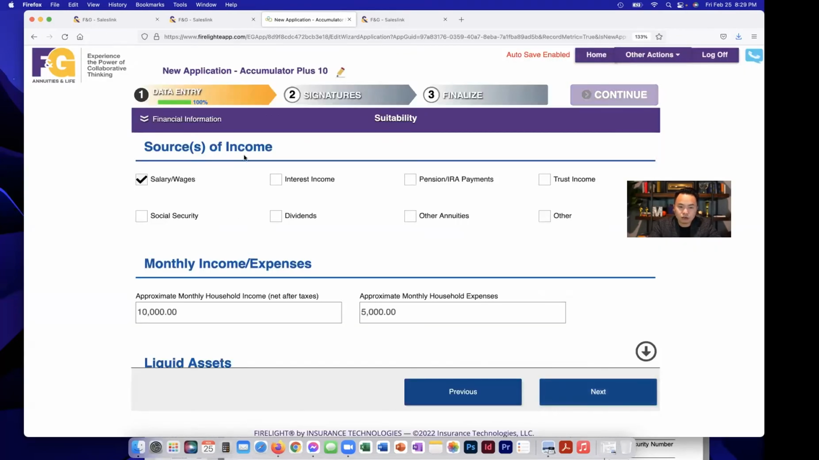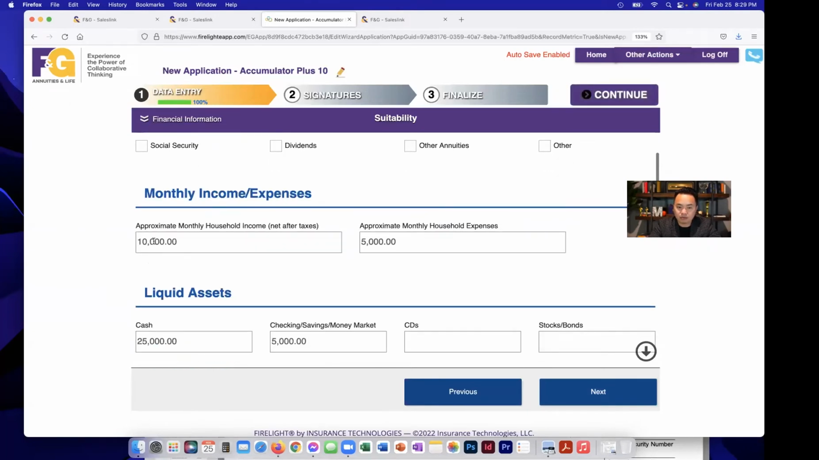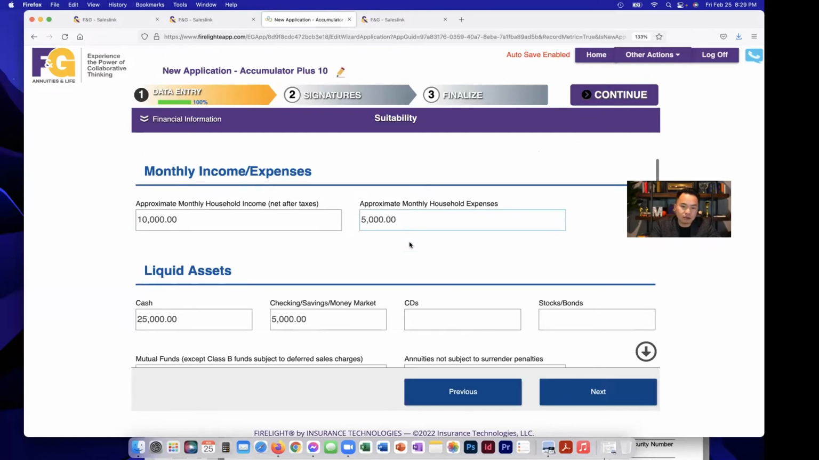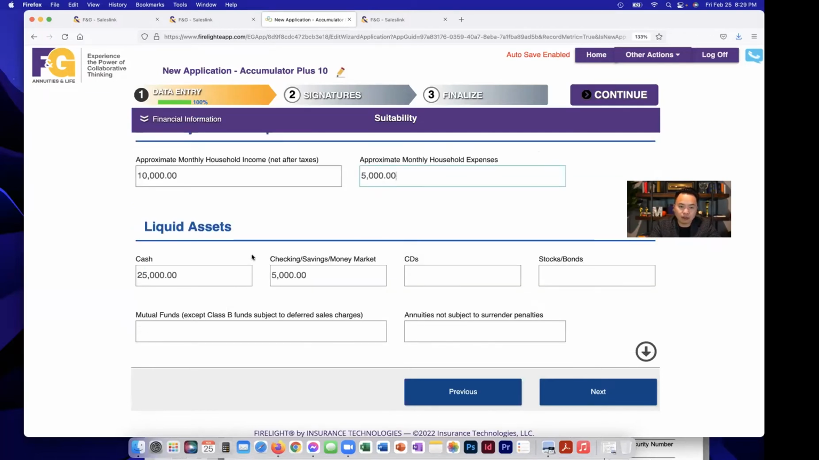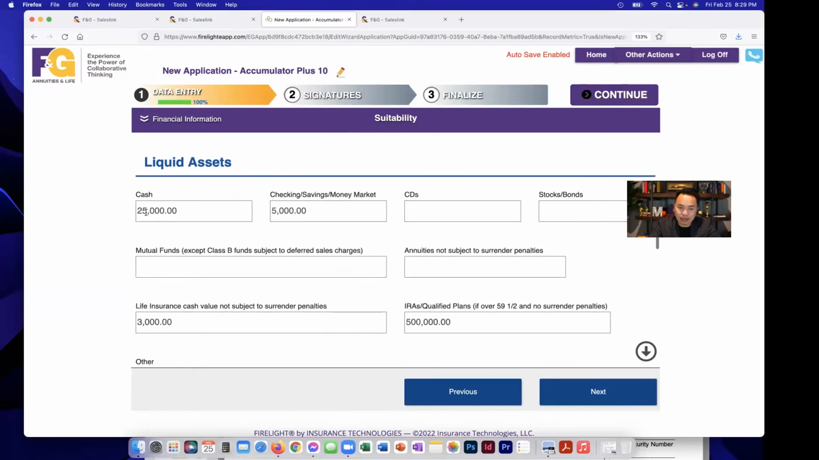Their source of income is salary and wages, monthly income 10,000. Household income, 10,000. Their approximate household expenses is 5,000, so 50% of their household income. Liquid asset, cash, 25,000. FNG is not going to say, open your bank account, let me see. So put in this 25,000 cash, checking and savings, 5,000.